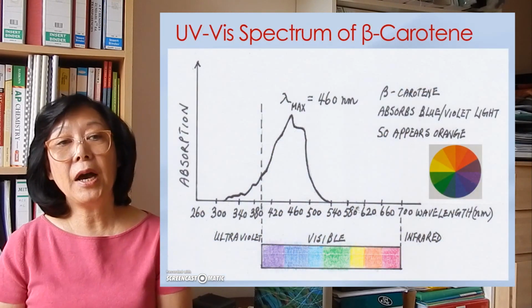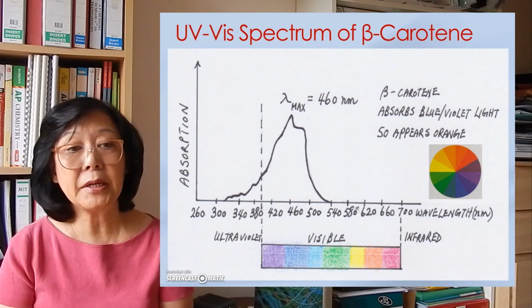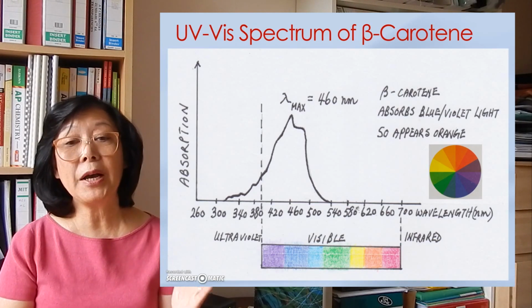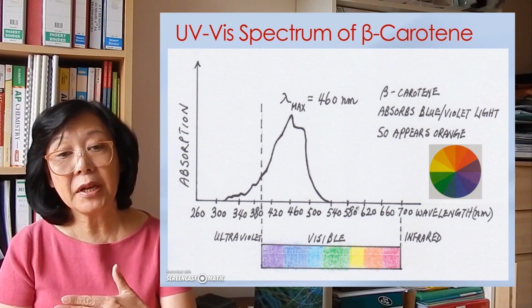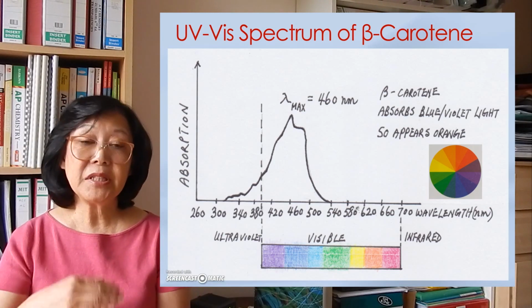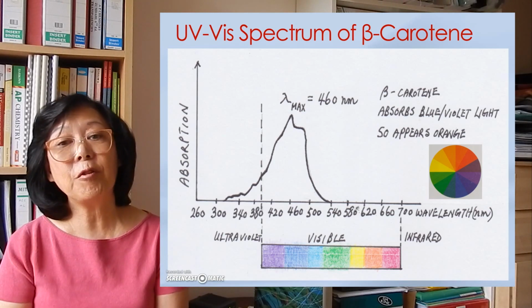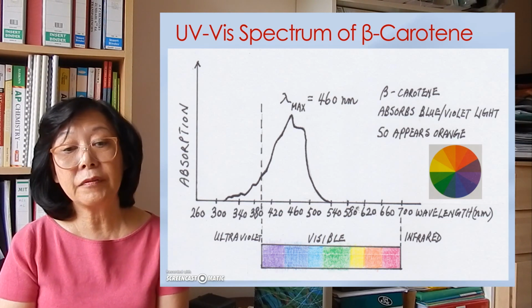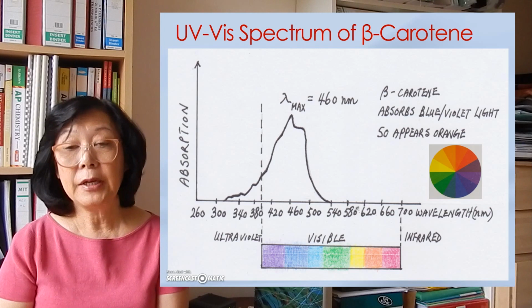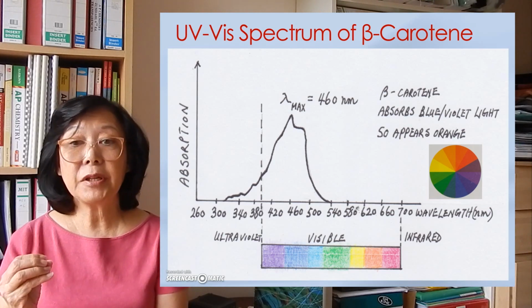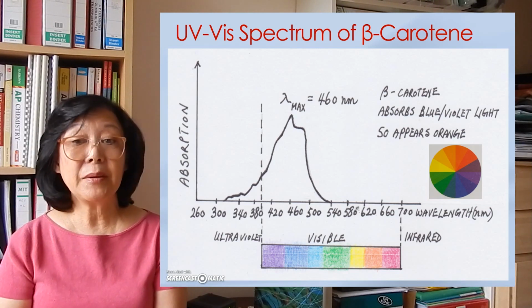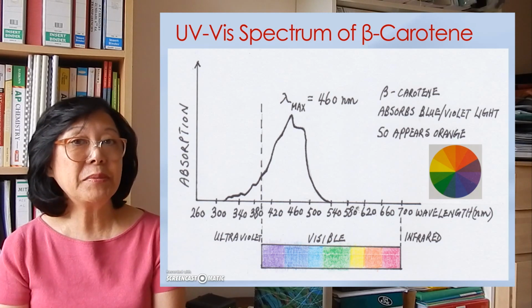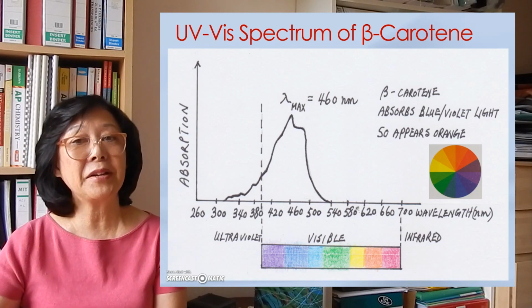So in here, we have the spectrum of beta carotene, which has absorption on the y-axis and the wavelength on the x-axis. And you see there's a maximum absorption at 460 nanometer, which corresponds to that of the blue-violet region. Now, if you look at that pie chart, if the blue-violet light is absorbed, that means the color of orange will be transmitted, and you can see orange color for the beta-carotene.